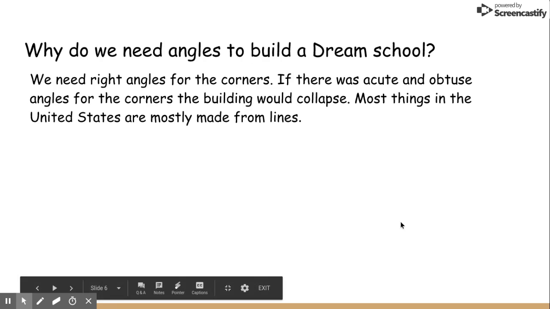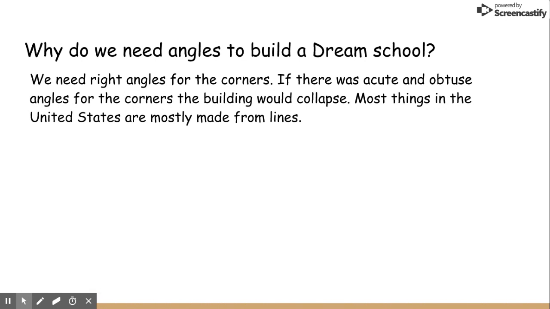Why do we need angles to build a dream school? We need right angles for the corners. If there were acute and obtuse angles for the corners, the building would collapse. Most things in the U.S. are mostly made from lines.